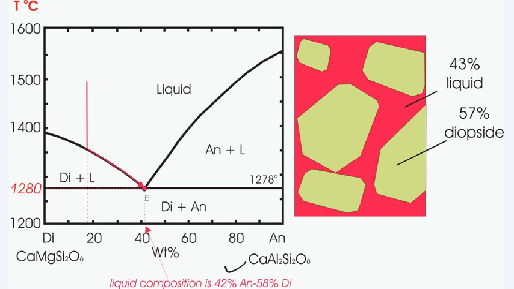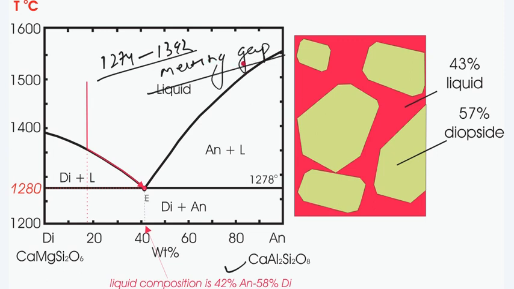Only diopside. If you have only diopside and you raise the temperature, suppose from 1274 to 1280, 1290 degrees, it will not melt because now it is a single-component thing, pure 100% diopside. There is nothing to affect its melting temperature. So there will be no melting between 1274 and 1392 degrees. What we call a melting gap.